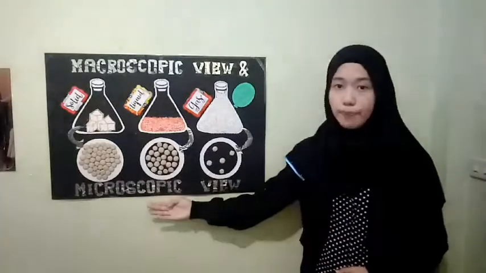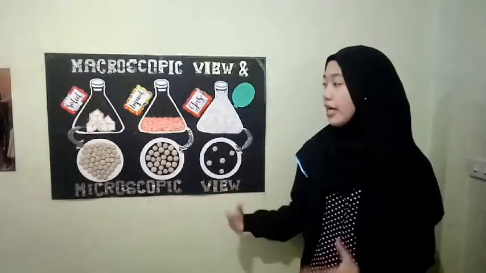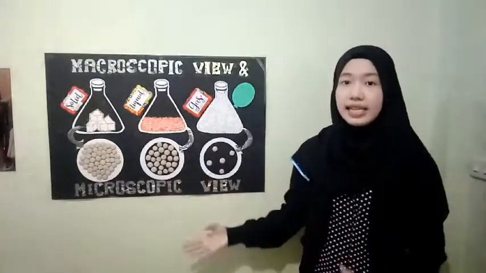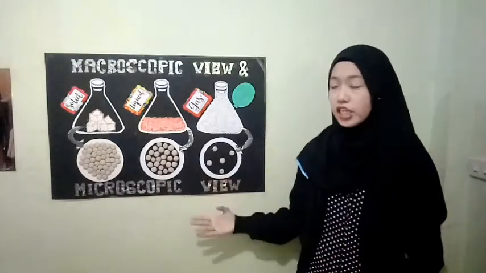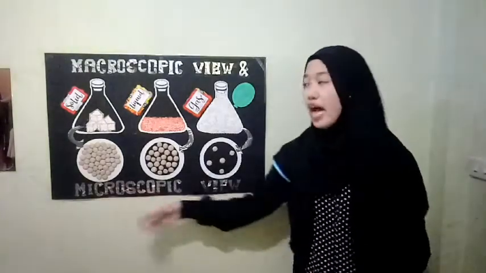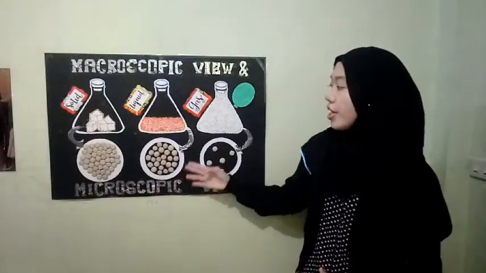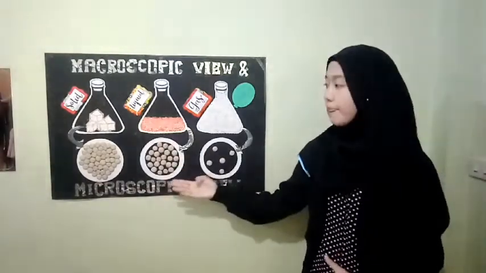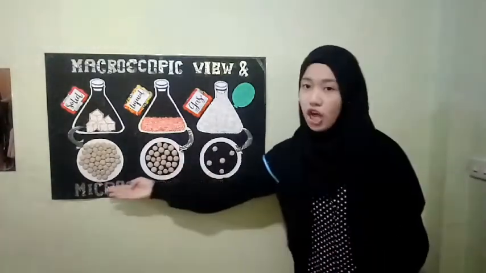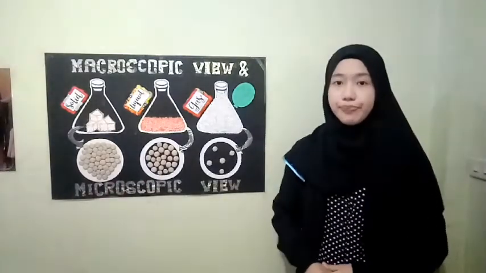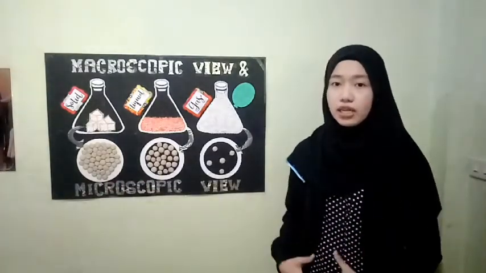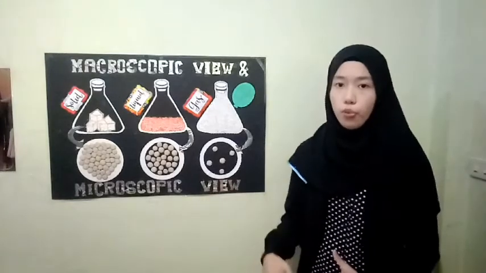The microscopic view of a liquid is that the particles in liquid are not as closely held together as in solid. So as you can see here, the particles are again closely packed but not as much as in solids. This means that the movement of the particles causes the liquid to flow.